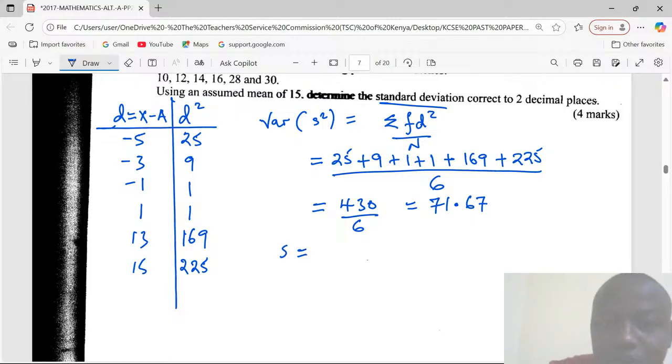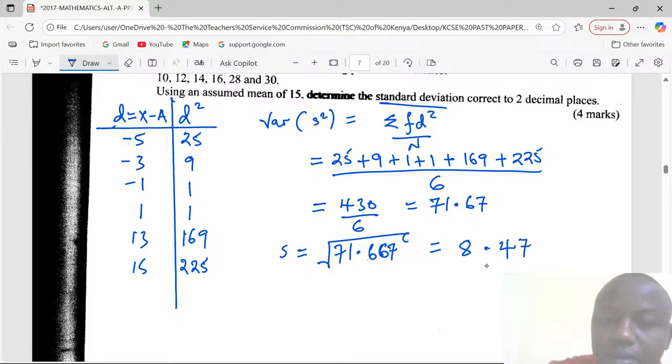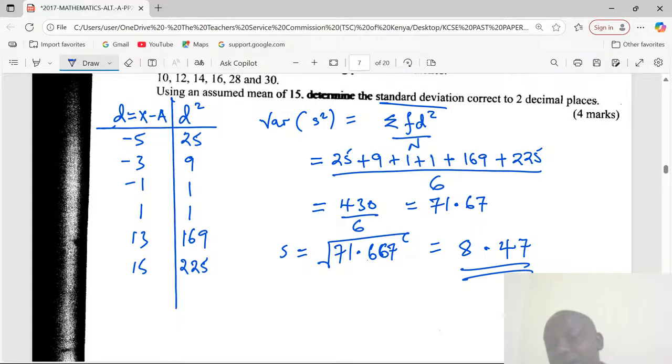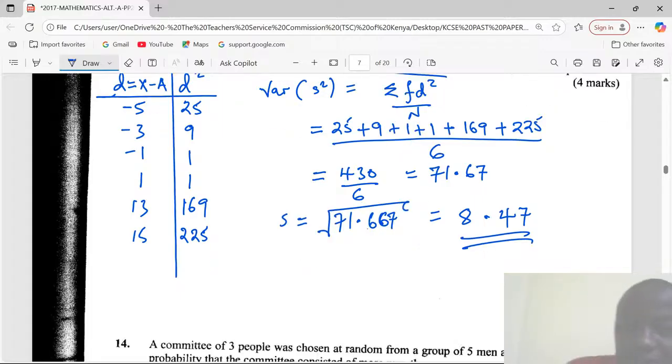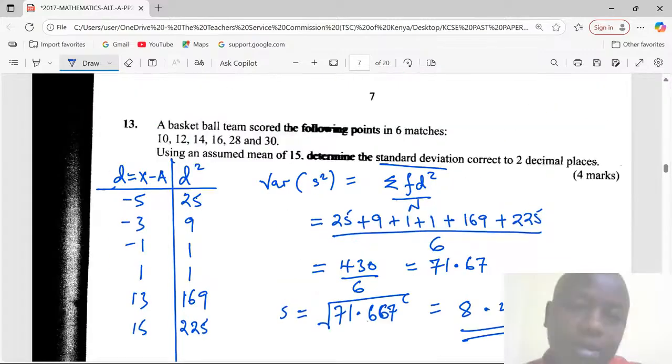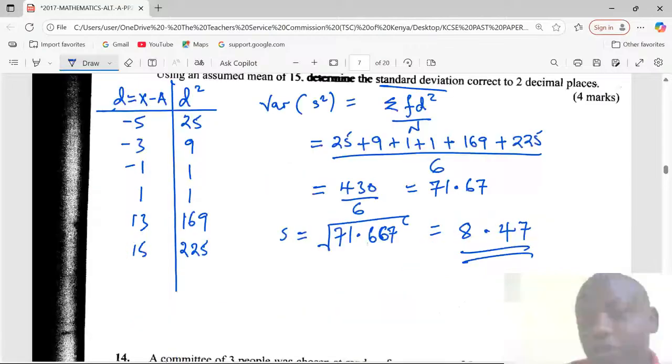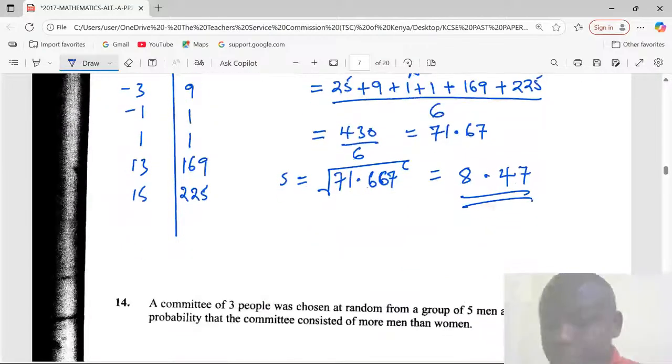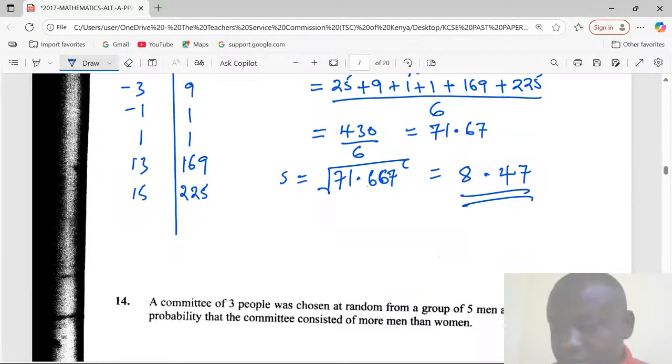Remember, we are supposed to get the standard deviation, which is the value of s. Standard deviation is the square root of variance. So the square root of 71.667 shall be 8.47. Remember, 8.47, to 2 decimal places according to the instructions provided. Very serious. You must ensure that.